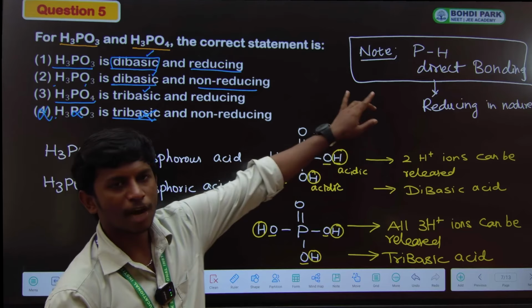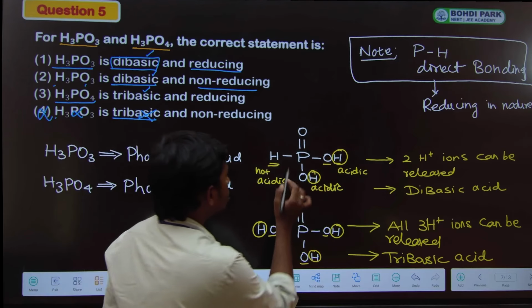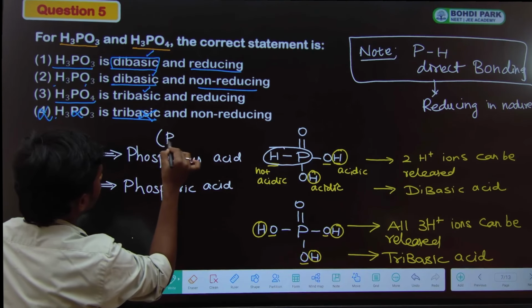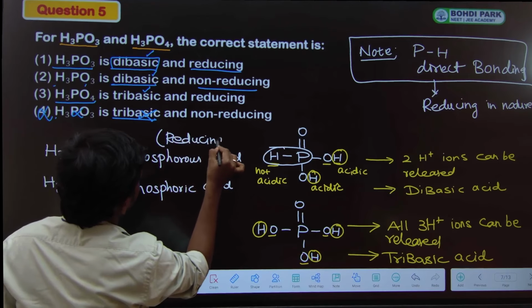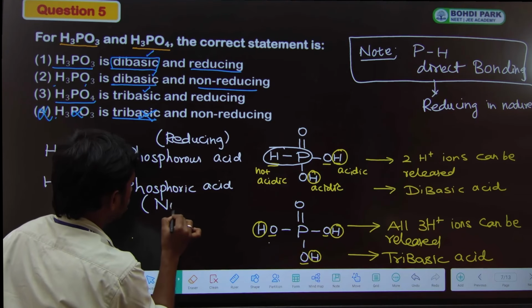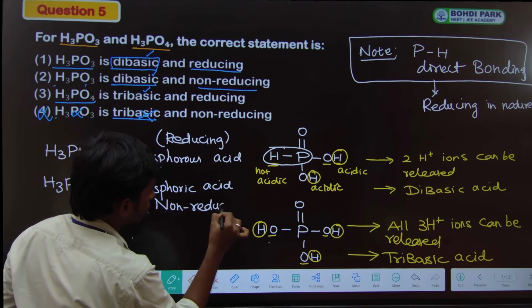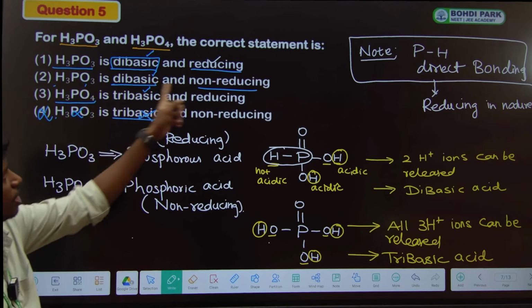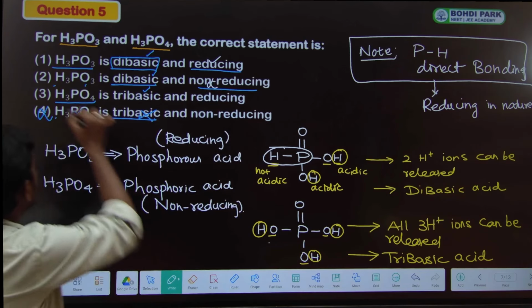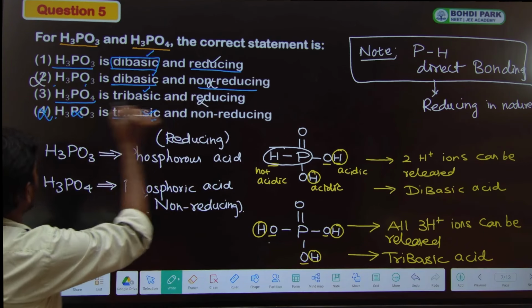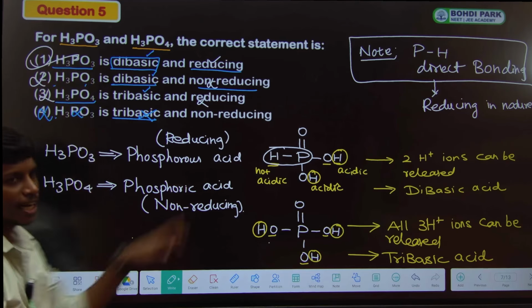So look for which one has a phosphorus-hydrogen bond. Phosphorous acid has a phosphorus-hydrogen bond, so it is reducing in nature. Here there is no phosphorus-hydrogen bond, so it is non-reducing in nature. First one: H3PO3 is reducing, correct. H3PO3 is non-reducing, wrong. So the second one is wrong. H3PO4 is reducing, no, it is non-reducing, so that is also wrong. So only option 1 is the correct statement.